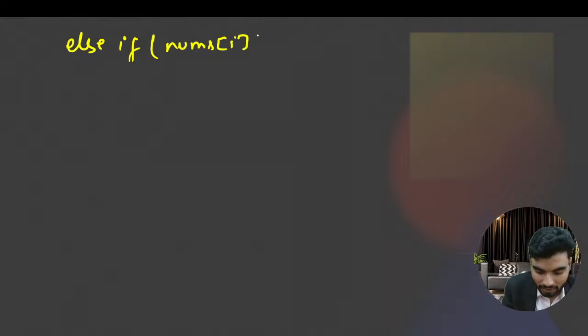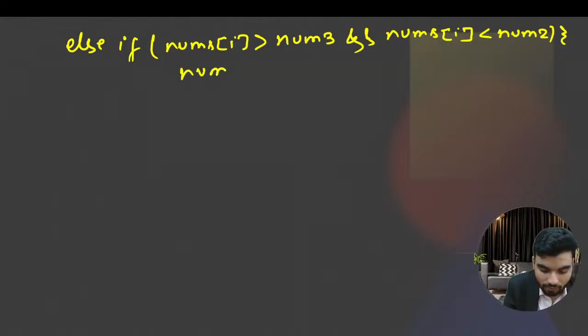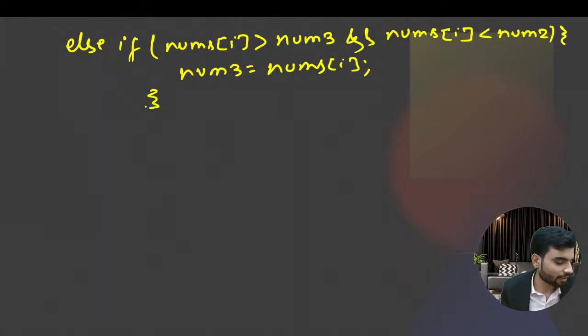We may have this scenario: else if the upcoming value is greater than num3, but it should be less than num2, right? Num2, it should be less than. So now in this case, tell me what will happen. We have to update num3 to the upcoming value, right? To the upcoming value. So that's how we were working.